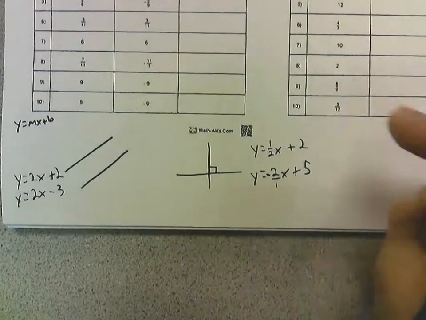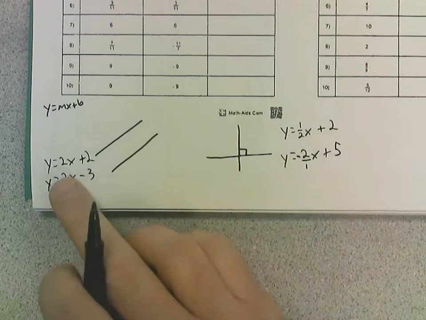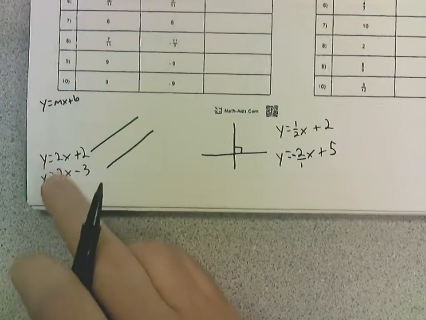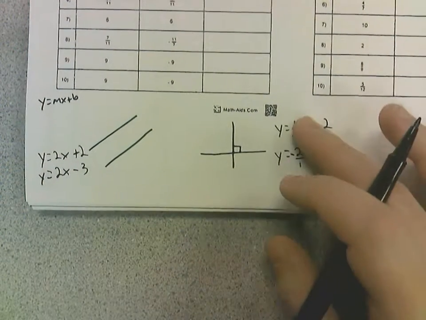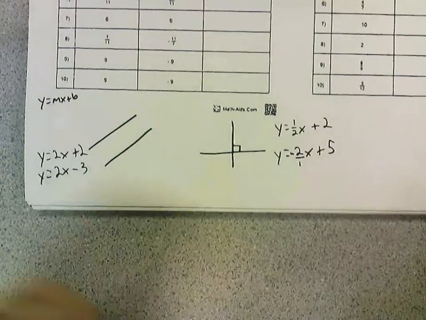Okay? But the big thing here, and the point of this video basically, is to talk about the slopes. So the slope of a parallel line is the same. The slope of a perpendicular line is going to flip and change signs.